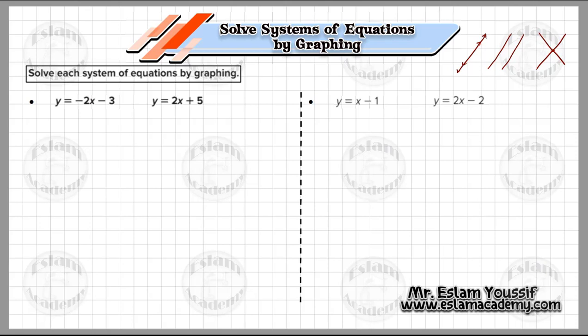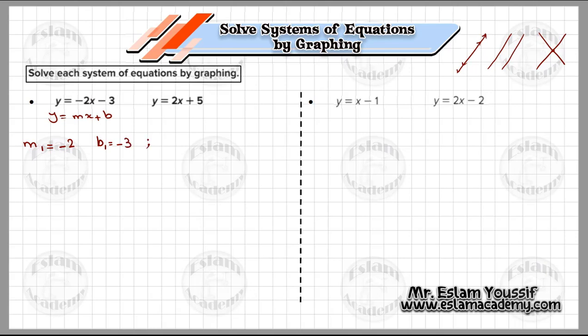In this problem we need to solve the system of equations by graphing. We can use the slope and the y-intercept to graph the straight line. So this equation is written in the form y equals mx plus b, so we can find the slope. The slope of the first equation, which is the coefficient of x, is -2. And the y-intercept for the first equation is -3.